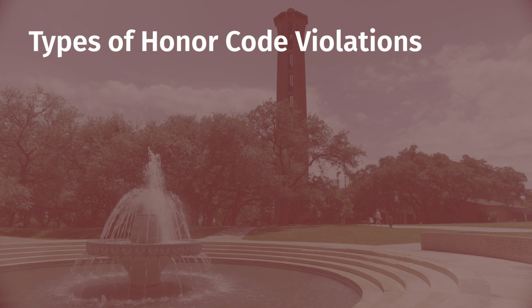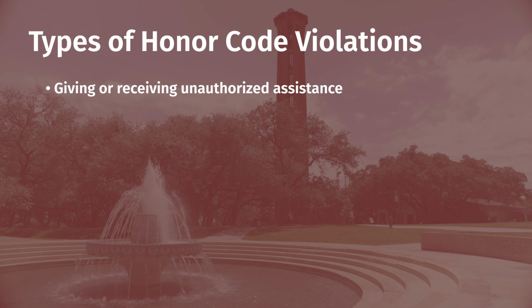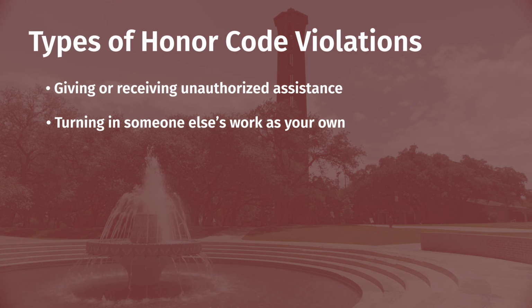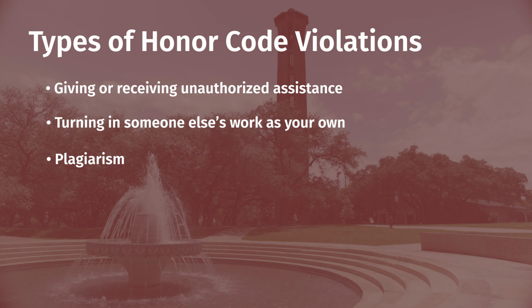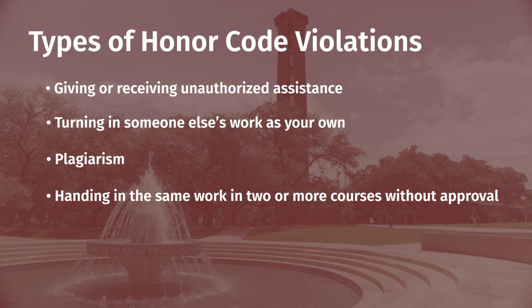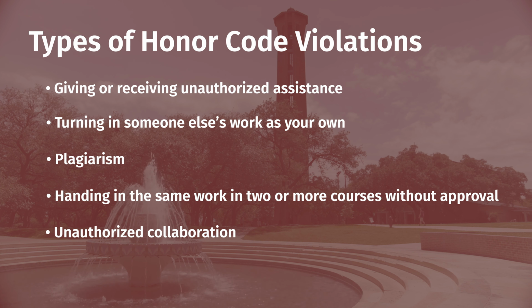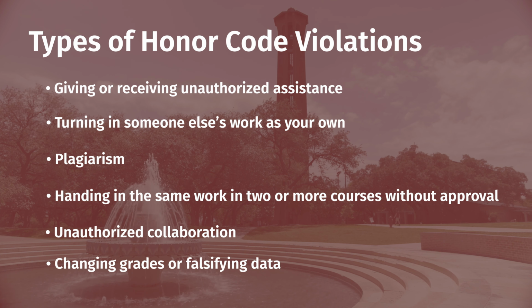There are several types of Honor Code violations, including giving or receiving unauthorized assistance, turning in someone else's work as your own, plagiarism, that is presenting someone else's ideas as your own or without proper citation, handing in the same work in 2 or more courses without approval from both professors, unauthorized collaboration, and changing grades or falsifying data. In other words, if it looks like cheating or feels like cheating, it's probably an Honor Code violation.